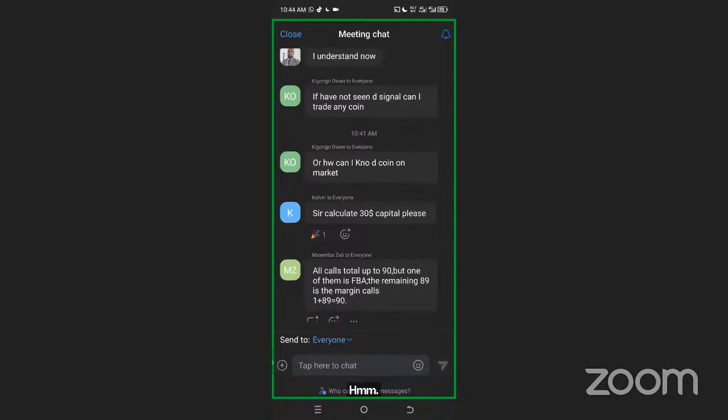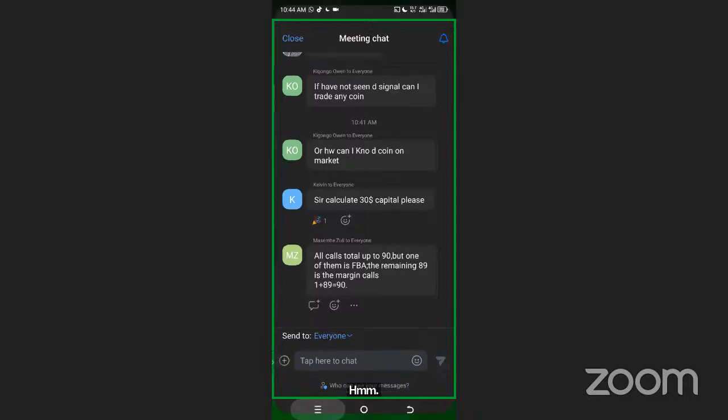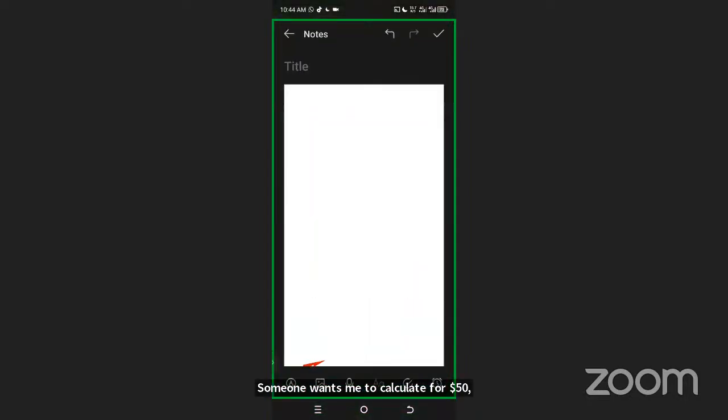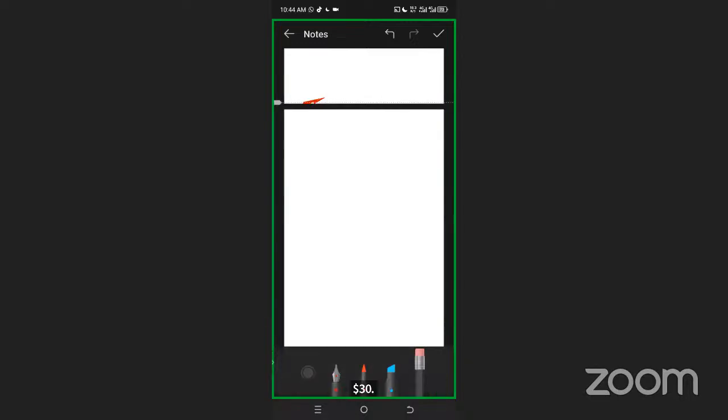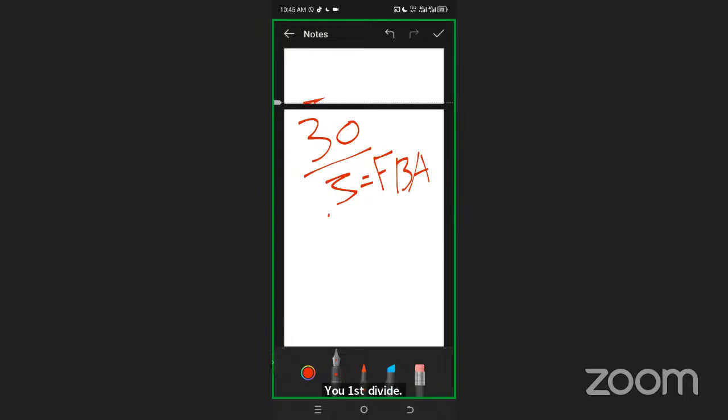Someone wants me to calculate for $50, $30. Of course, $30. If the calculations are very easy, $30. Get your $30. Divide it by 5, your first buy in amount. 30 divided by 5, you are going to get 6.